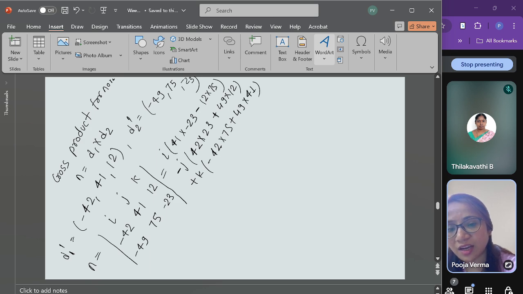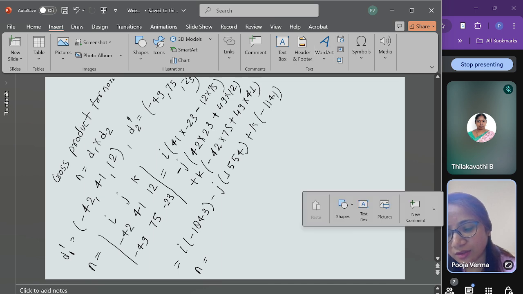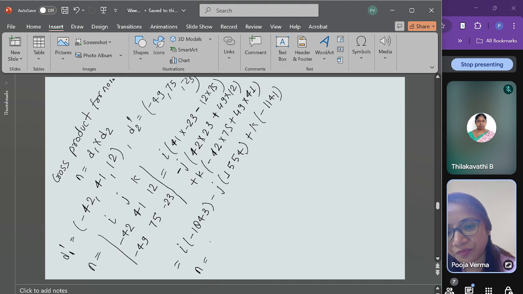So it is a very large value you will get. So finally I am writing it here. So i, you will get minus 1843, minus j, you will get 1554, plus k, minus 1141. So you will get minus 1843, minus 1554, and minus 1141.